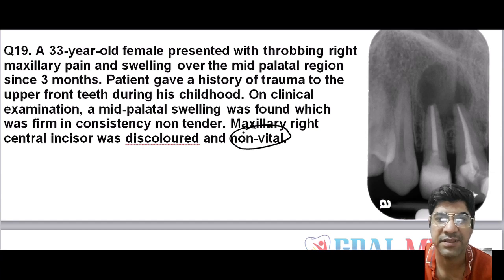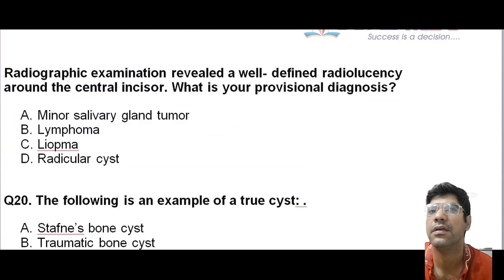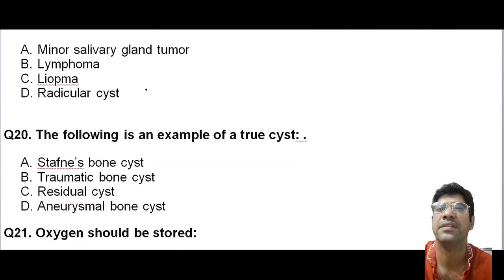The radicular cyst has a well-defined radiolucent area, as seen in the radiographic image. It develops as a result of pulp trauma or infection. So the answer is radicular cyst.